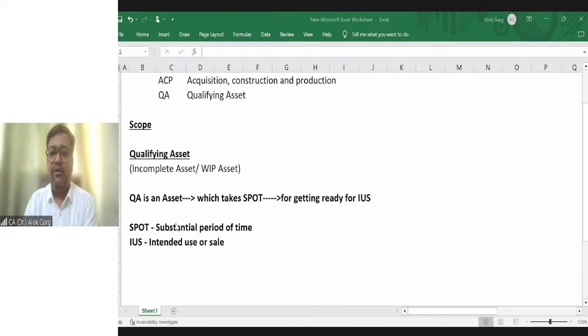It's applicable in renovation, but will it be applicable in redevelopment? Yes, it is applicable in redevelopment. Again, remember one condition in your mind. What is the intention of the management? Number two, will it take a substantial period of time for redevelopment? Right? For redevelopment.